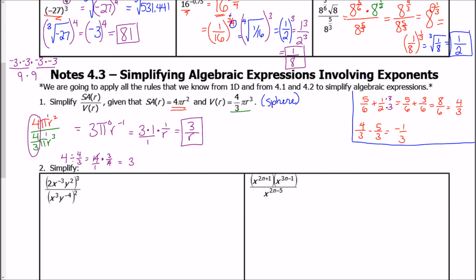But I want to show it to you in a slightly different way as well, so you can choose the method that you prefer. The first part is exactly the same. I'm still going to take 4, divide it by 4/3, and I end up getting 3. Then I can say, well, my pi's are both pi's. They're exactly the same, so they can cancel each other out. Then I can also say, if I have r to the power of 2 here and r to the power of 3 here, 2 of my r's are going to cancel out, and I'm going to have an r left over. And the r that's left over is in my denominator. So I end up getting 3 over r.